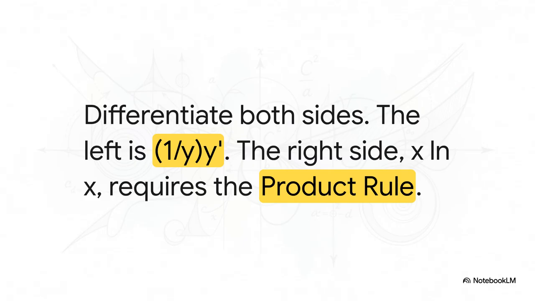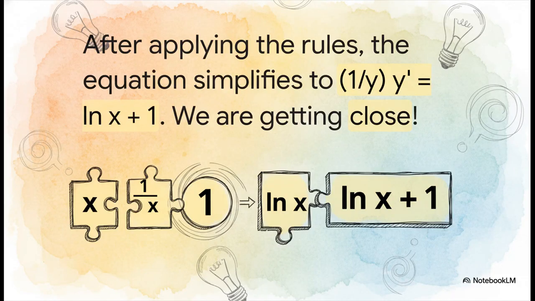Okay, next up, step 3, we differentiate. Now on the left side, the derivative of ln of y is going to be 1 over y times y prime. And on the right, what do we have? It's a classic product rule problem, right? The first term, x, times the derivative of the second, plus the second term, ln of x, times the derivative of the first. So after all that, what do we end up with?